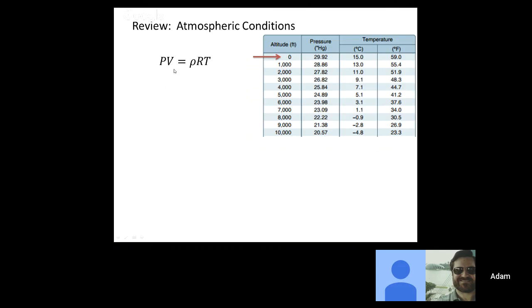If you're discussing a fixed volume of air whose density does not change, as pressure goes up, temperature goes up, and vice versa. Pressure goes down, temperature goes down. And you can see that on the chart here. As altitude is increasing, air pressure is going down, temperature is going down.